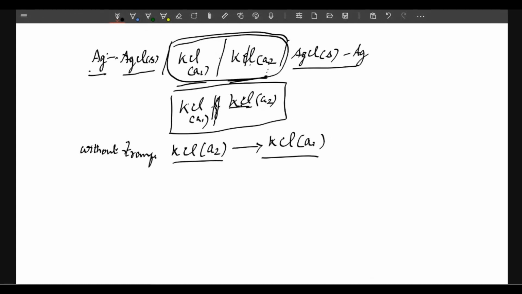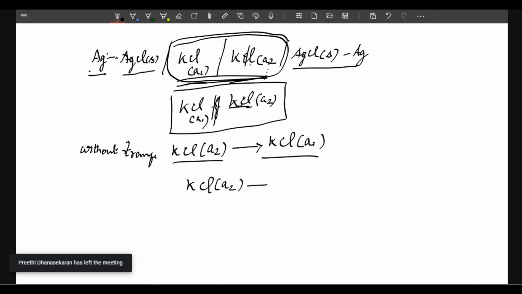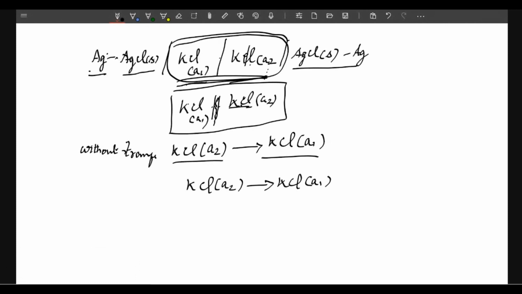For the cell with transference, just like this, what is the net reaction? As the matter changes, it is the same: A2 giving KCl, A1. But you should include the speed of the ions. Either T minus or T plus, you should include the transport number of the anion or the cation in front of this one. And how to find out whether you have to introduce T minus or T plus, for which you have to find out the cell reaction of the end electrode, that is this electrode.